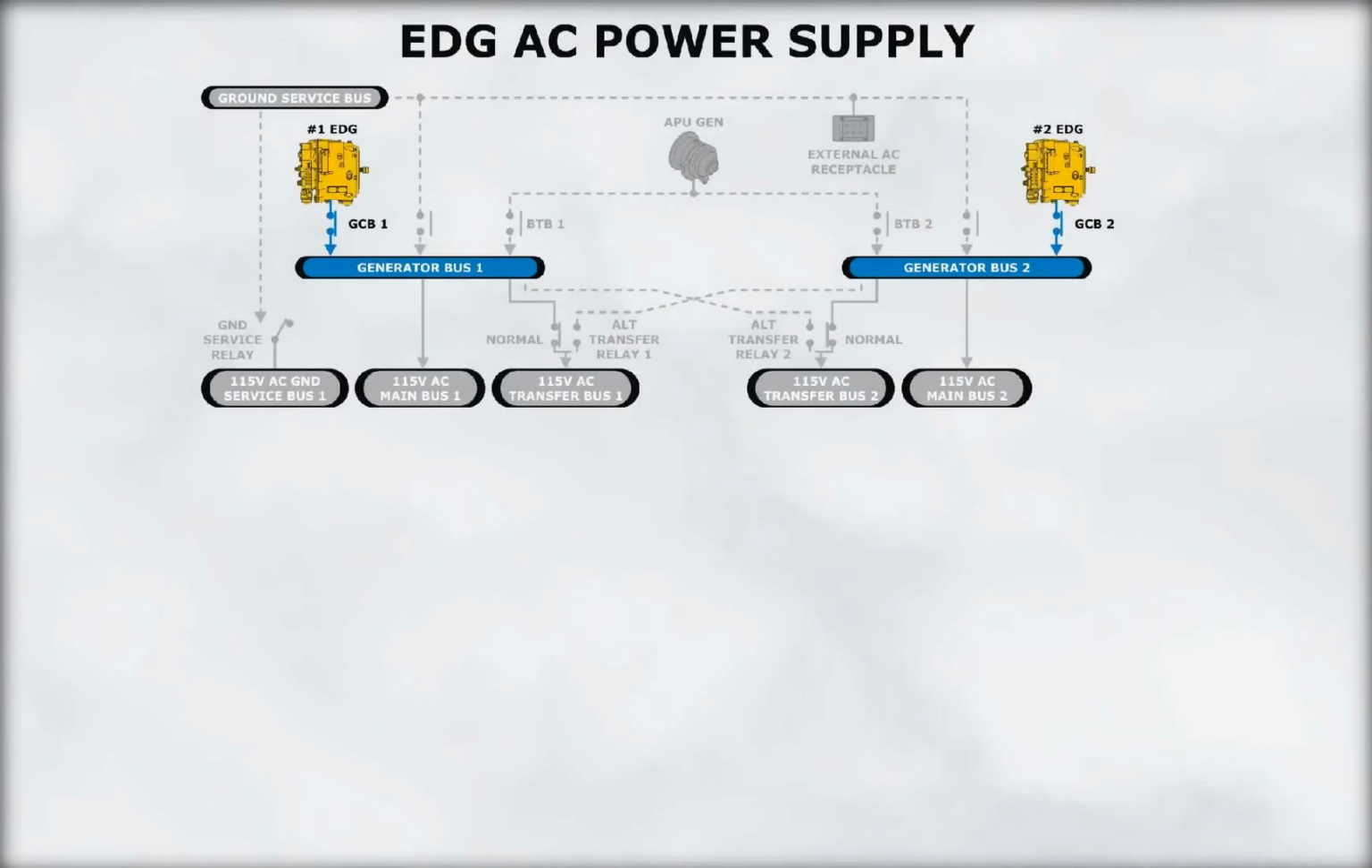There are no provisions for paralleling electrical power source. Therefore, only one power source can be connected to a power bus at any given time. In this example, the engine-driven generators are powering their respective buses.